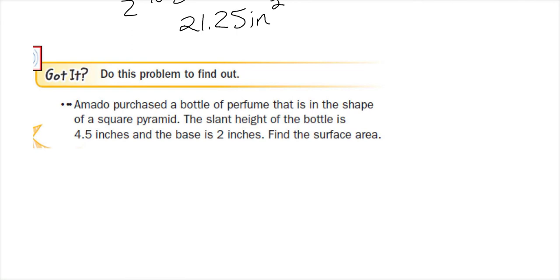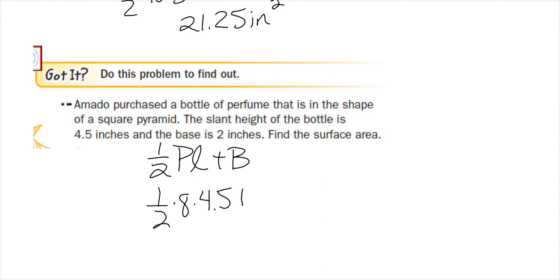Okay, let's take a look. Amato purchased a bottle of perfume that is in the shape of a square pyramid. The slant height of the bottle is 4.5 inches, and the base is 2 inches. Find the surface area. Again, we have 1/2 PL plus B. We have to find the perimeter: the base length is 2 inches, so 2 times 4 would be 8. The slant height is 4.5. Now we find the area of the base: 2 times 2 would be 4. So 1/2 of 8 times 4.5 plus 4 gives us 22, and that would be inches squared.